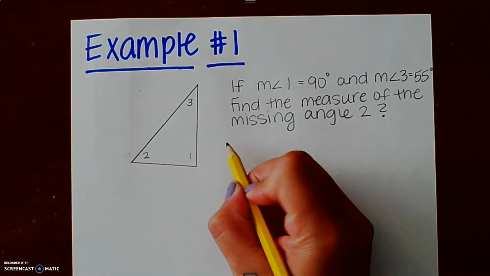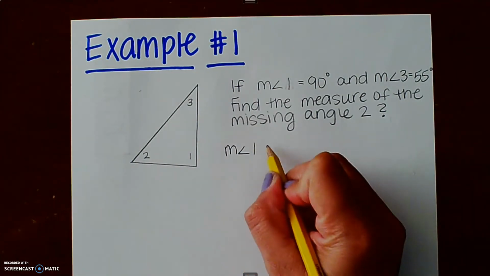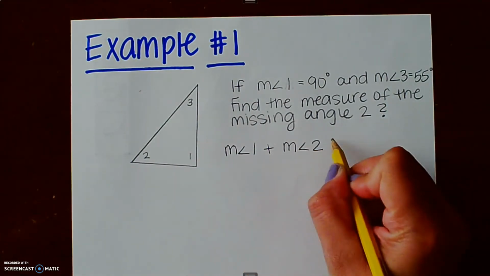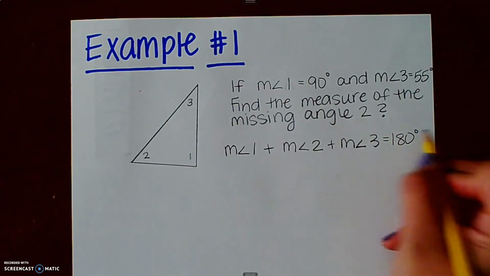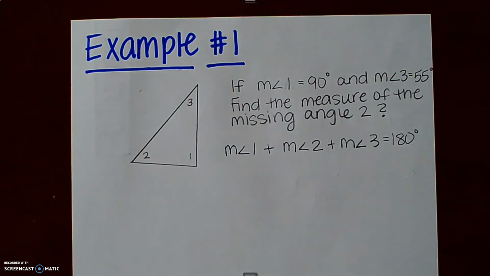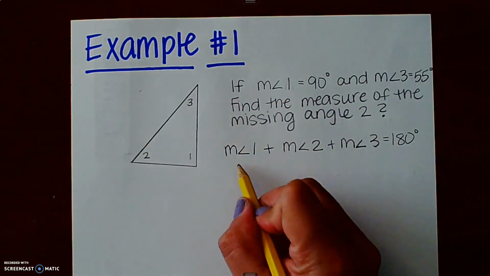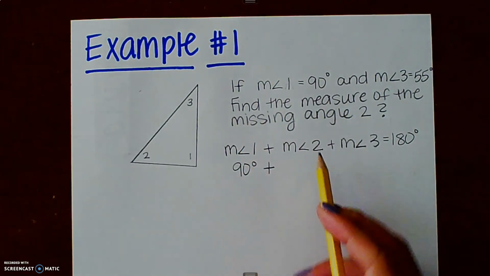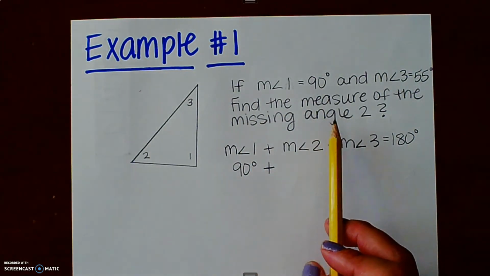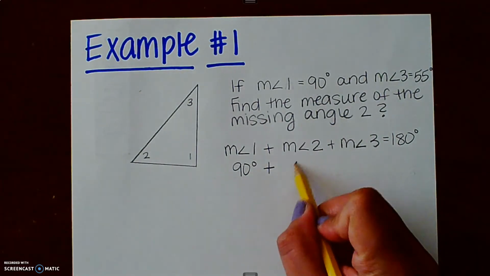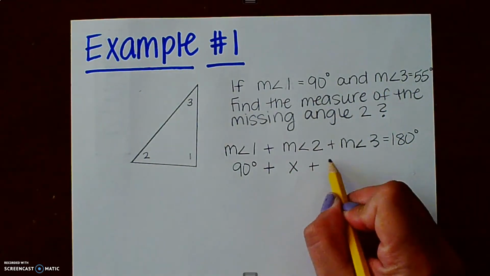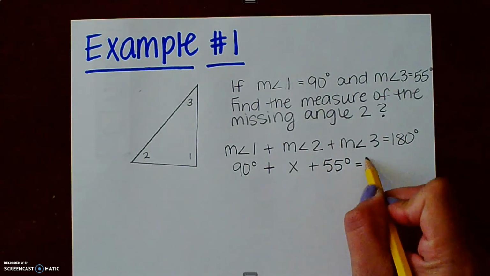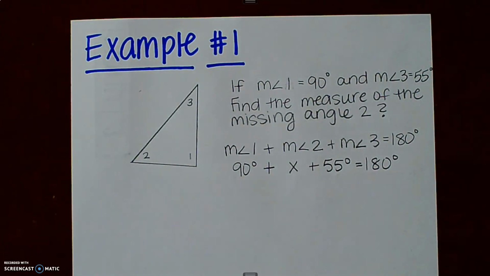So we're going to use our formula. First, we're going to write it out. The measure of angle 1 plus the measure of angle 2 plus the measure of angle 3. Again, remember, has to equal 180 degrees. And then from this point, we're just going to plug in the information from the problem. The measure of angle 1 is 90 degrees plus the measure of angle 2. Now this is what we're solving for, so you could put an x here, just like a variable, that's what's missing. And then the measure of angle 3 plus 55 degrees, again, still has to equal 180 degrees.